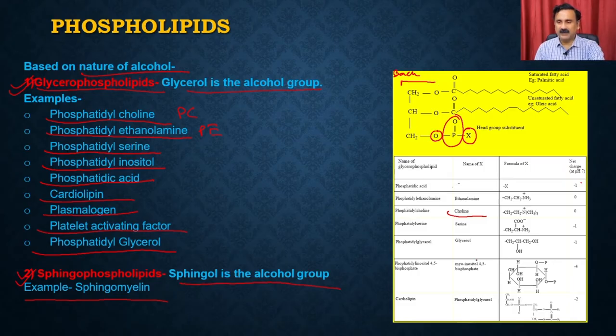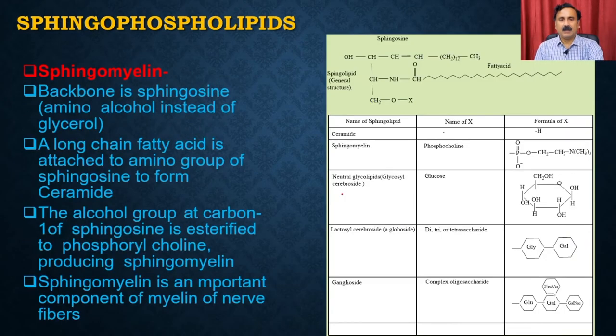So, these are the different types of lipid molecules that are present. You can have different types of functional group, the X, and that's how you can have the different types of phospholipids. Then we have the sphingophospholipids. One of the classical examples is sphingomyelin.